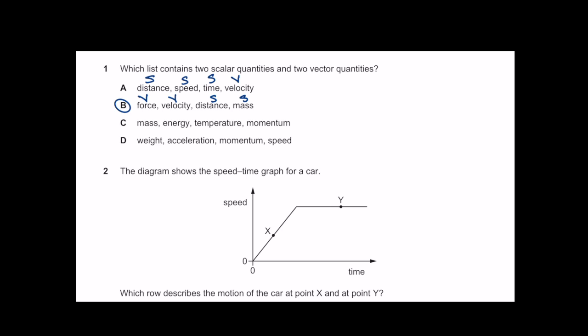So we still investigate the answer C, like mass, scalar, energy, scalar, temperature, scalar, momentum, vector. So it's not the right option because we need 2 and 2. D, this is vector, acceleration vector, momentum vector, and speed scalar. This is how it goes. So the right answer in question 1 is B.